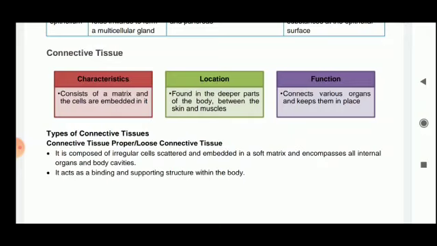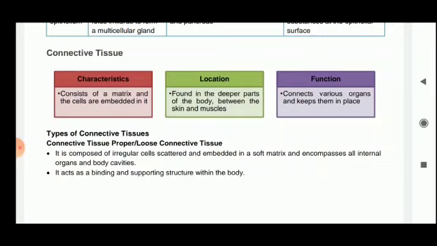And the main function is what? Connects various organs and keeps them in place. Otherwise, if connective tissue is not there, the skin will be loosely packed, it will not be deeply connected with the organs, and your body will be like a jelly substance. Your body is fixed because of this type of connective tissue.